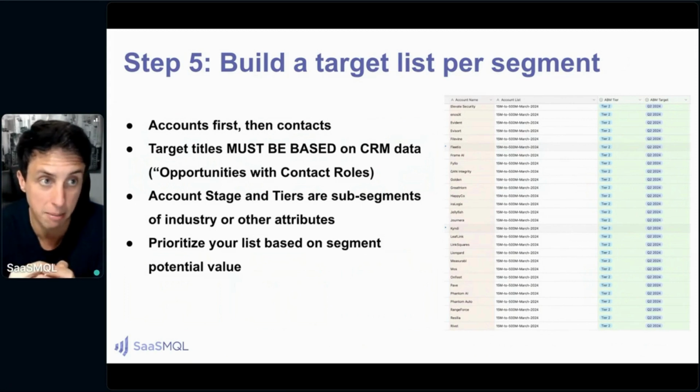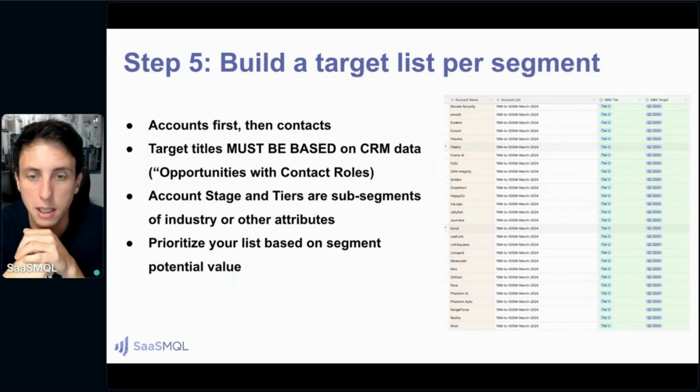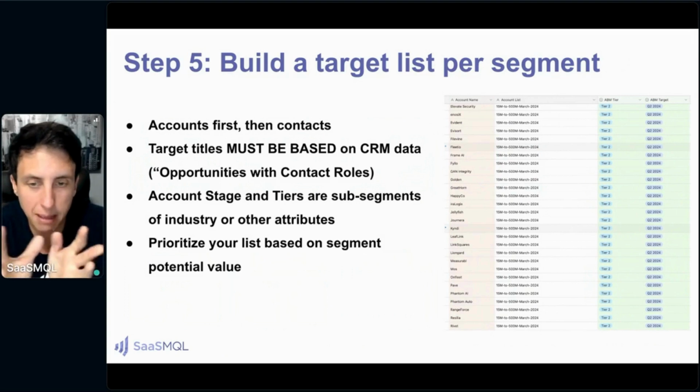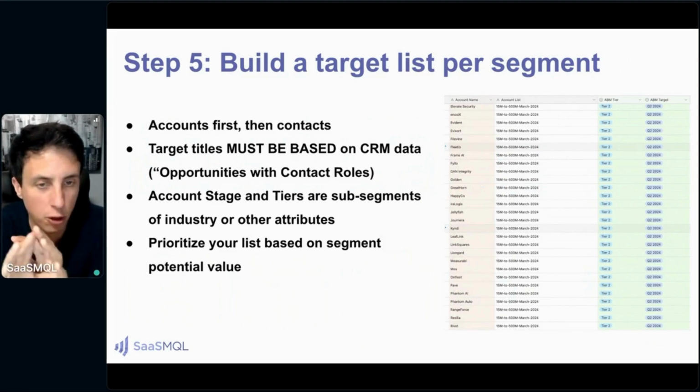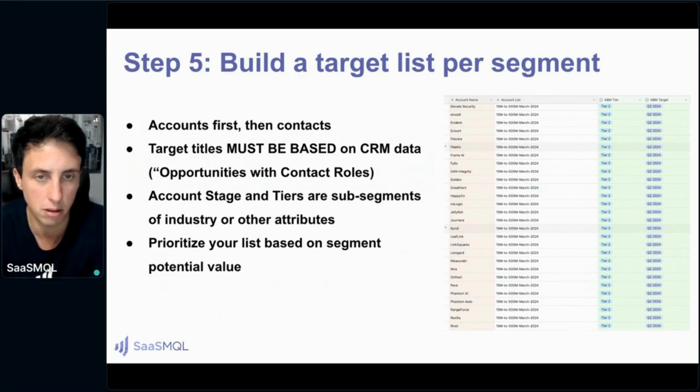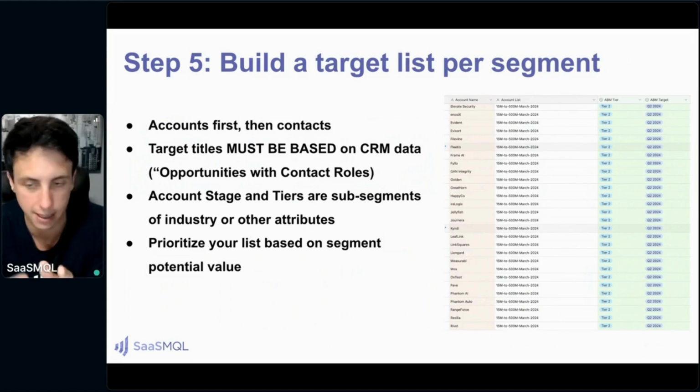Now I'm going to sub-segment that into maybe tier 1, tier 2, tier 3, and then I want to know cold versus warm versus opportunities. So you split them into smaller segments. Now you know all of the accounts that you want to target in the next 3, 6, 12 months. And then you start building the contacts list.